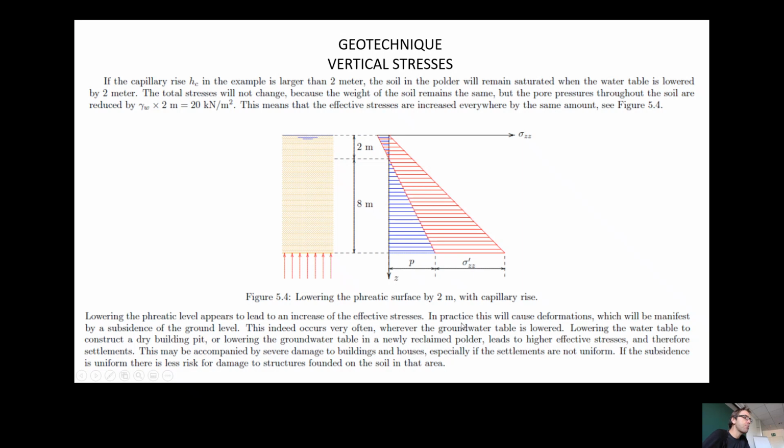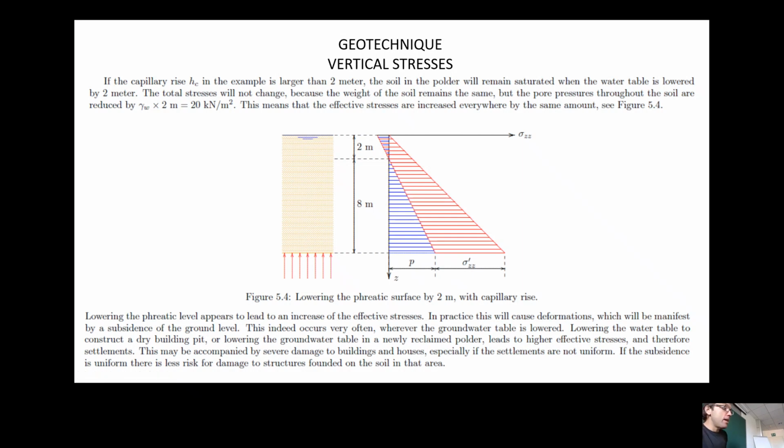So let's read what is written. In practice, this will cause deformation, which will manifest in a subsidence of the ground level. So if the water come up and down inside the ground, and this can occur very often, especially in clays, the groundwater table is lowered. Lowering the water table to construct, for example, a structure or a building, it can lead to higher effective stresses to the soil, and therefore it can increase the settlements.